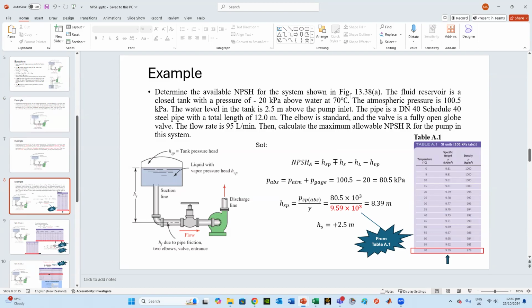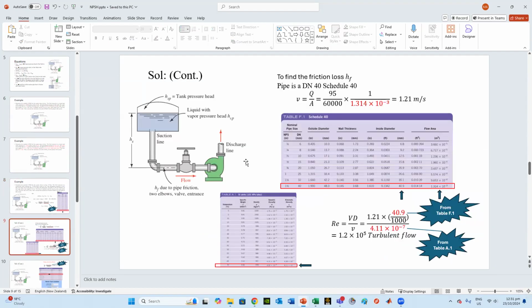We choose it at water 70 degrees, which will give you the specific weight from table A1, appendix 1, 9.59 times 10 to the power 3. That's because we're moving from kilopascal, and kilopascal cancels each one. And it will give you 8.39 meters. HS, because as stated it is above the pump, is positive 2.5. It's given with the following value here. That's the HS.